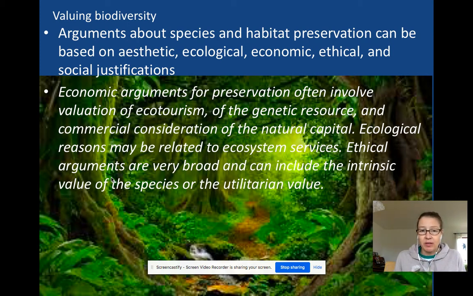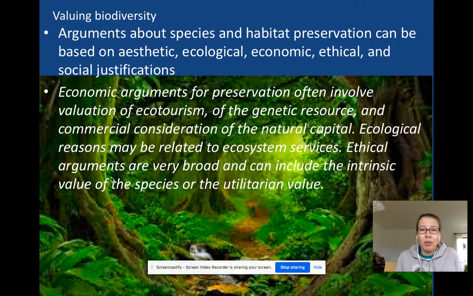The ecological reasons, those ecosystem services, clean water, air, soil stability, so we don't suffer from erosion. Those are all super important. The ethical arguments can generally be broad. The intrinsic value of the right for species to exist. That goes along the lines of which species should we consider to have enough value to survive. Well, they might not have an economic value, but we might decide they have the right to actually live and be on this planet.